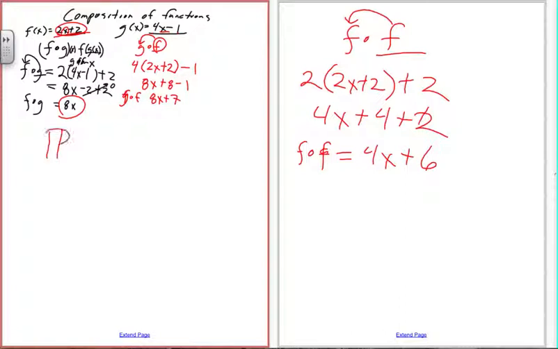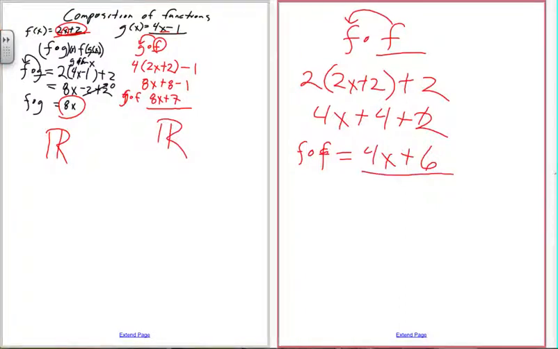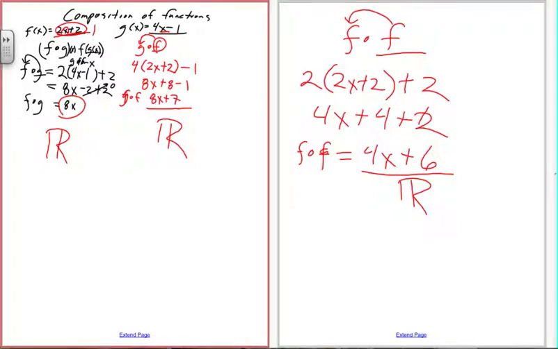This is all real numbers. This is all real numbers. And the domain of this is also all real numbers. Now again, you're sort of dealing with the intersection here of these two. So because this was all real, and this was all real, the resultant that came out of there is also all real numbers. Okay, so this is one type of problem you're going to deal with.